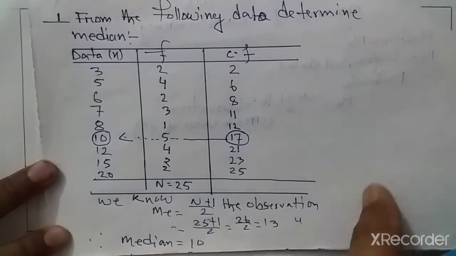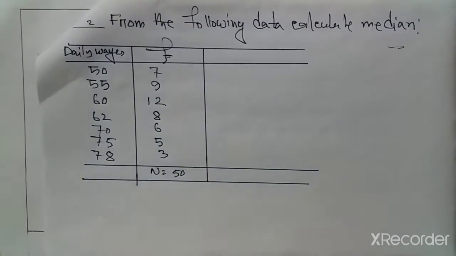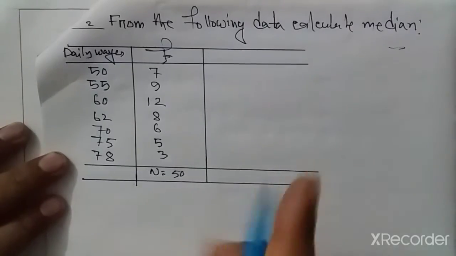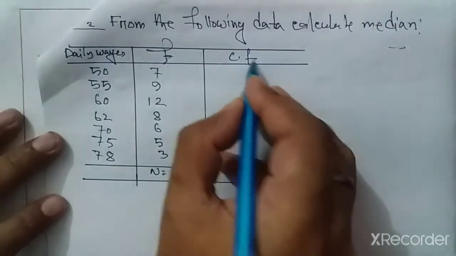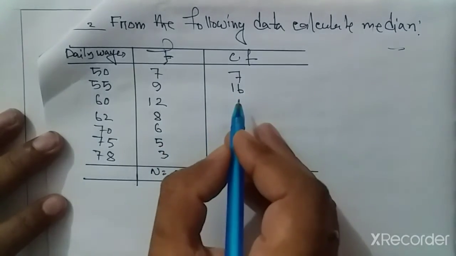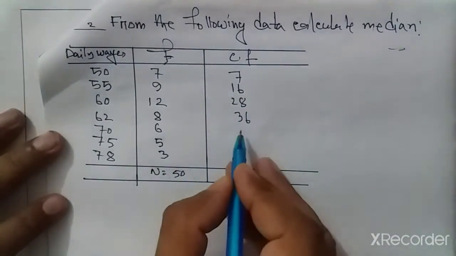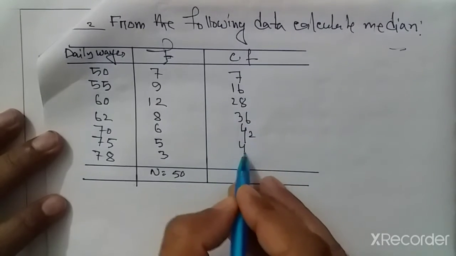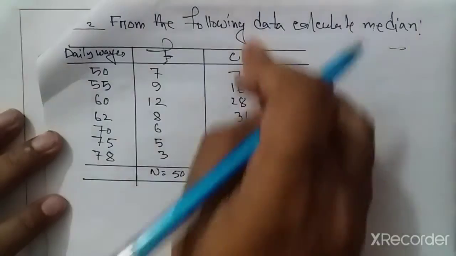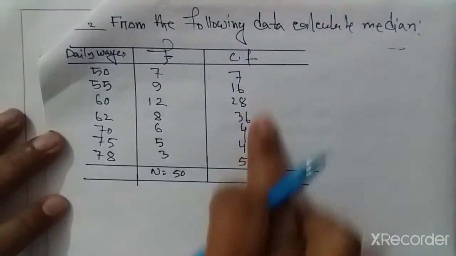Clear, dear students? Now solve another question. This is ungrouped data, daily wages and frequency. So now calculate the cumulative frequency, CF: 7, 16, 28, 36, 42, 47 and 50. Total frequency is equal to 50 and the CF of the last value is 50. That means the CF is correct.